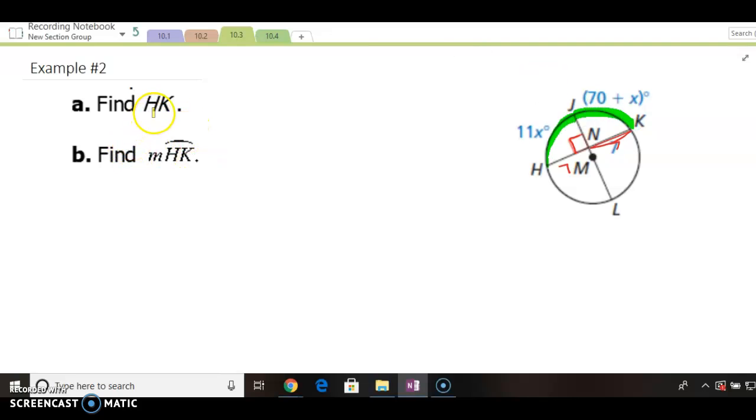All right, so part A asks us to find HK. Well, HK is this chord right here. And if both of these parts are 7, then this chord has to be 14.